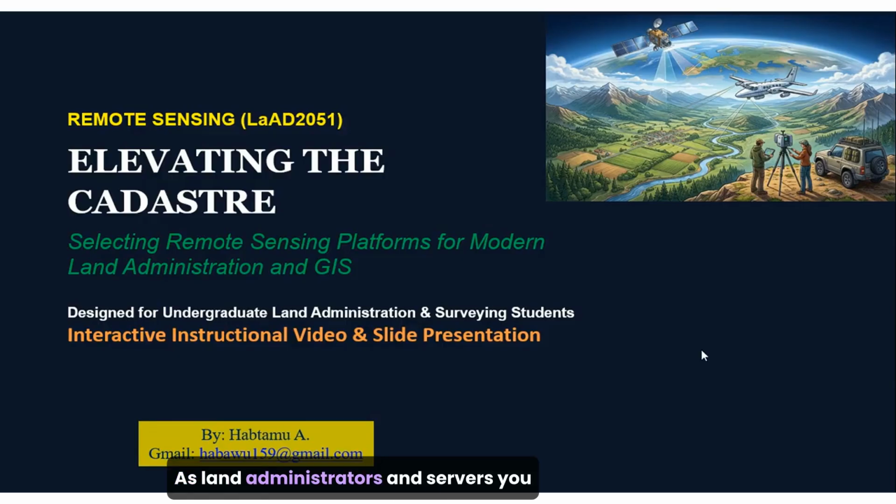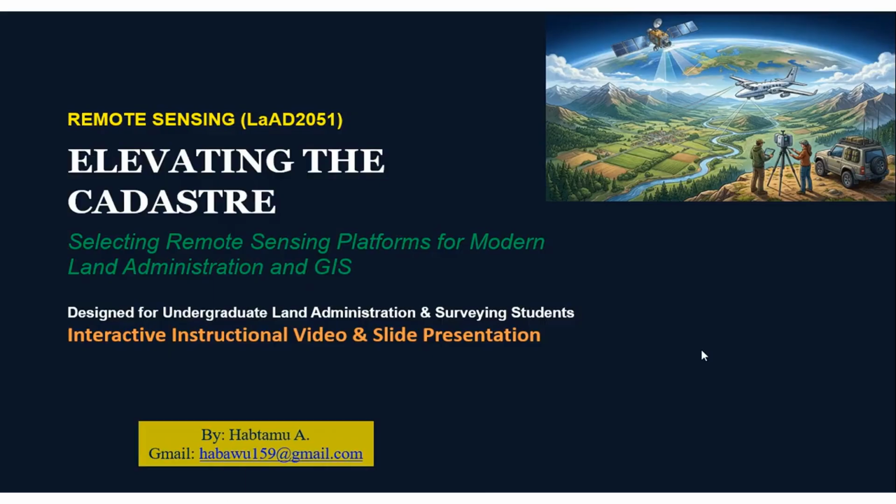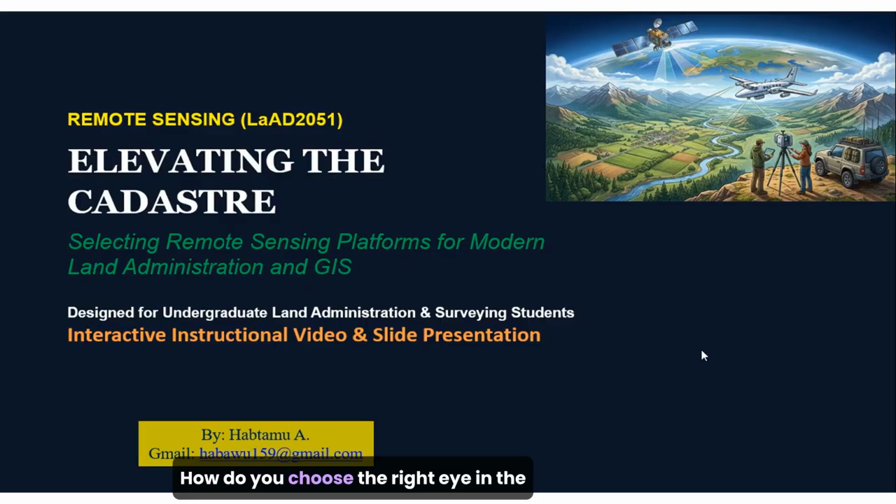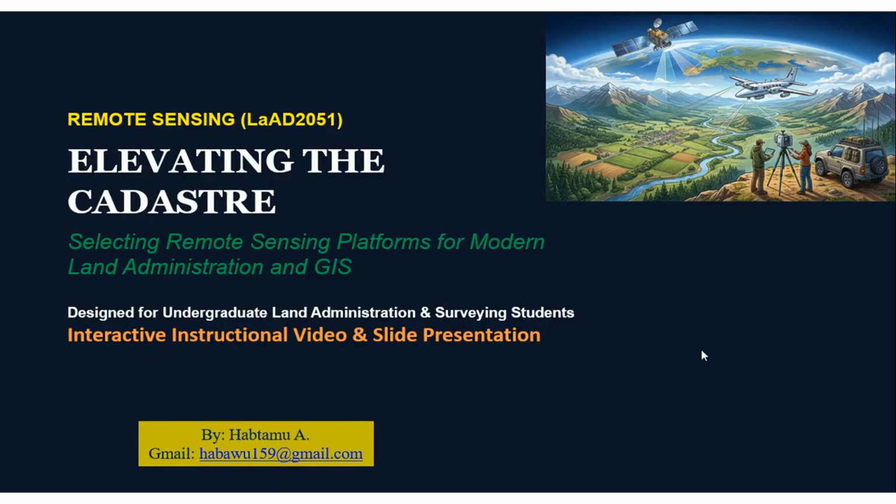As land administrators and surveyors, you are tasked with managing critical boundary records and spatial GIS datasets. Today we are answering a vital question. How do you choose the right eye in the sky, meaning the correct remote sensing platform to accurately and cost-effectively map property boundaries, monitor land use, and update our modern GIS land registries.